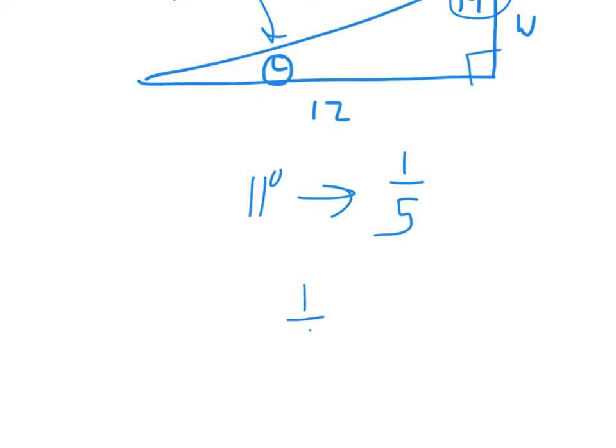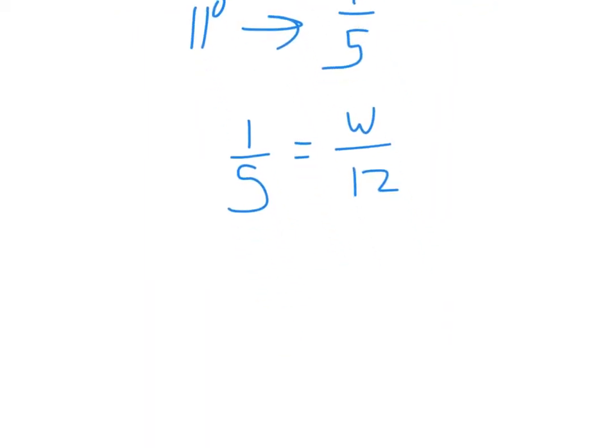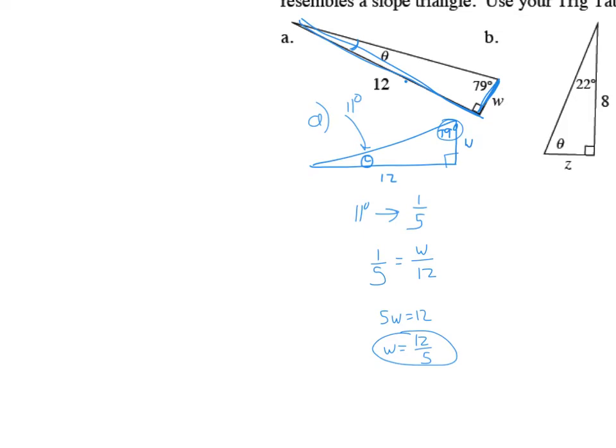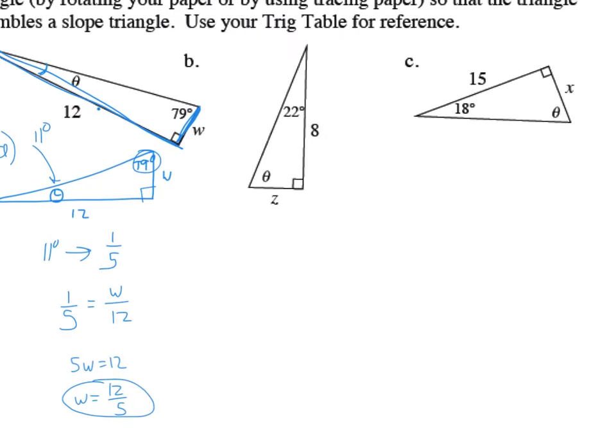So therefore I know that 1/5, that ratio, has to be equal to w over 12. And so we can cross multiply within our own triangle here, and we get 5w equals 12, and then you divide both sides by 5, and you get w equals 12 over 5. And so we can use the similarity of triangles with the 11-degree slope angle to determine that missing side length. I'll pause the video for a moment, and I'll let you go through and try and determine the measurements of the other two in parts B and C.